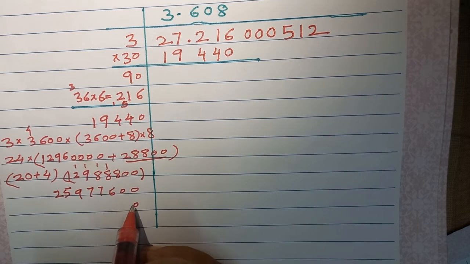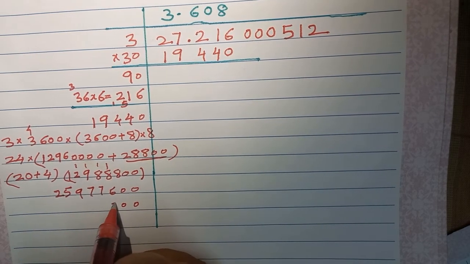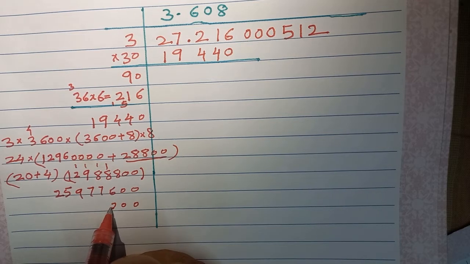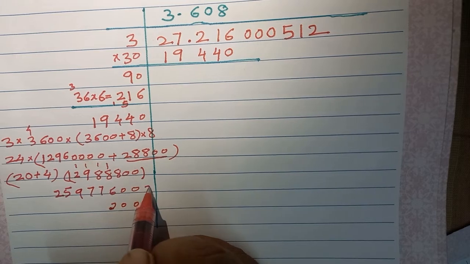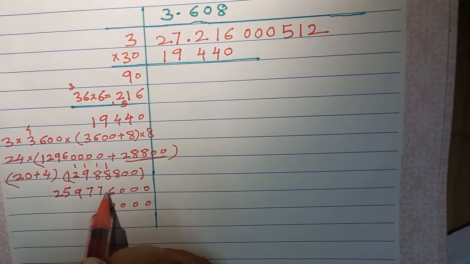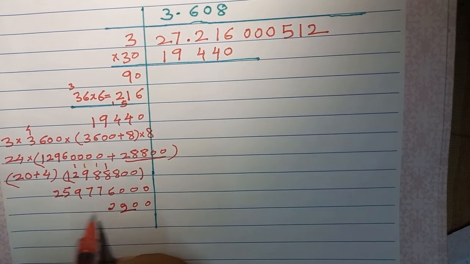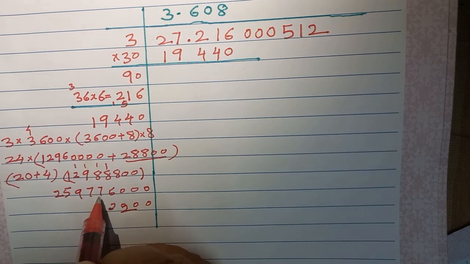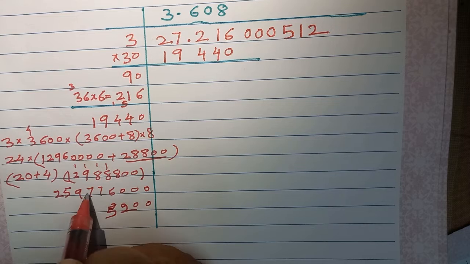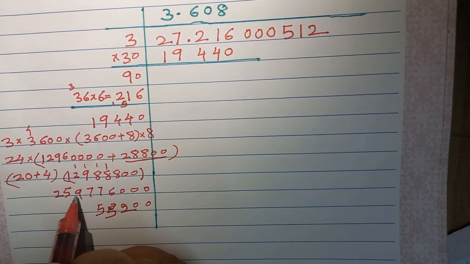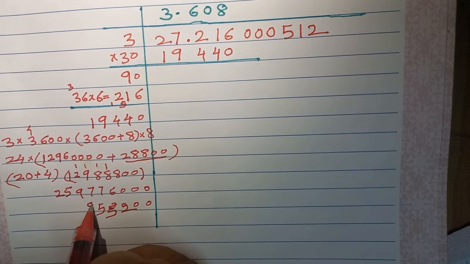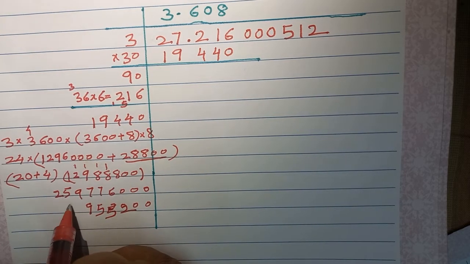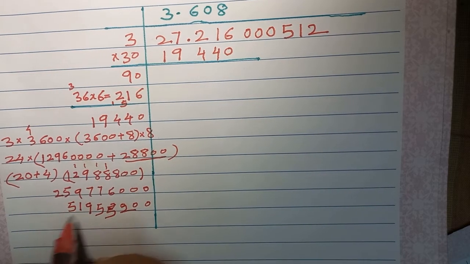0, 0. 6 into 2, here 1 0 also. 6 into 2 12. 7 into 2 14 plus 1 is equal to 15. Here also 15. 18 plus 1 is 19. 50 plus 1 is 51.